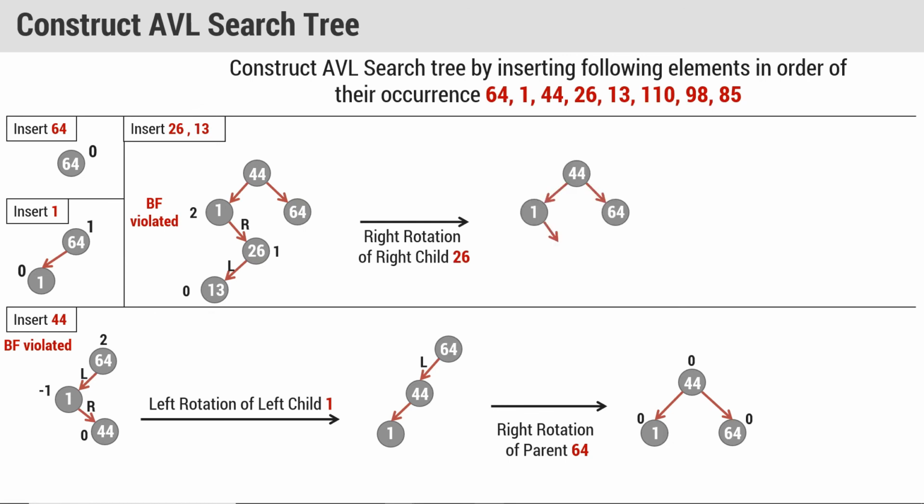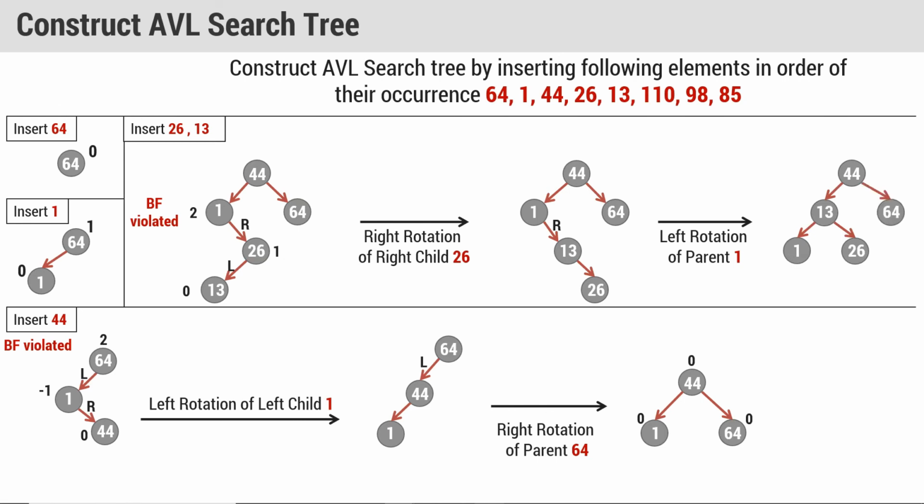So our tree becomes like this: 1, then 13, then 26. Now the remaining problem is R, and the solution of this R problem is one left rotation at 1. So our tree becomes like this: 44 and then 13, and 1 becomes a left child of 13, and 26 becomes a right child of 13, right? Okay, now we check the balance factor of all these nodes, that is 0 or 1. So this is again a balanced tree.